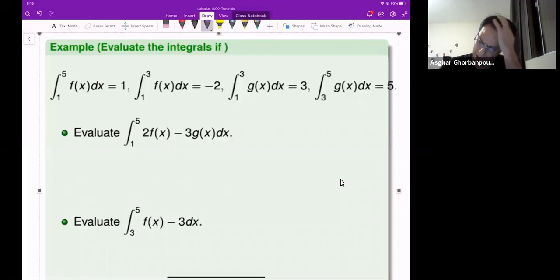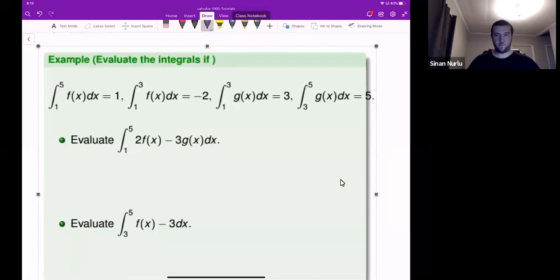Here, we are given some integrals. The functions are not given. The only thing given is the integrals of two functions on two different intervals, from 1 to 5 and from 1 to 3, integrals of f and g. These are two different numbers. And now the question is asking to evaluate some of the given integrals here.